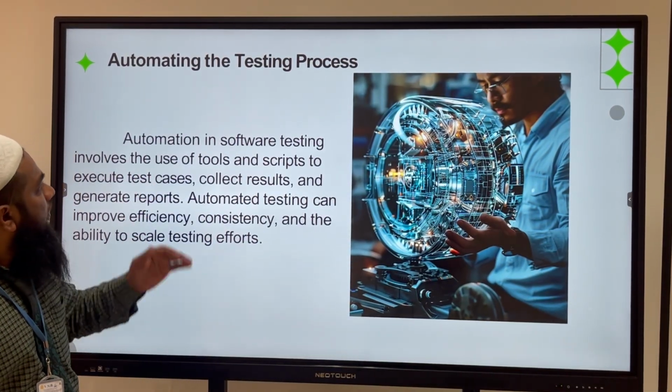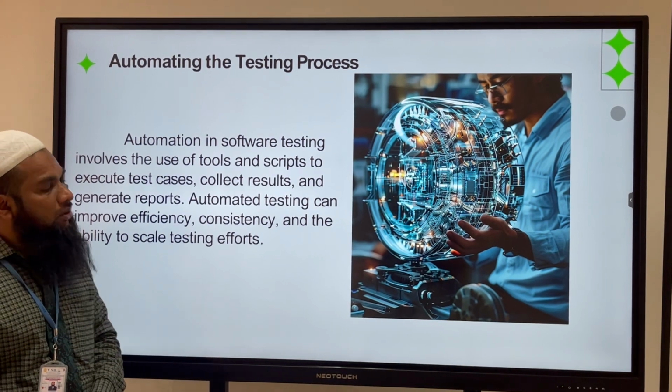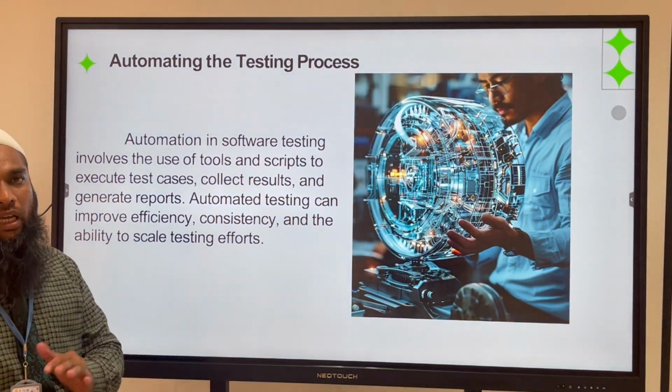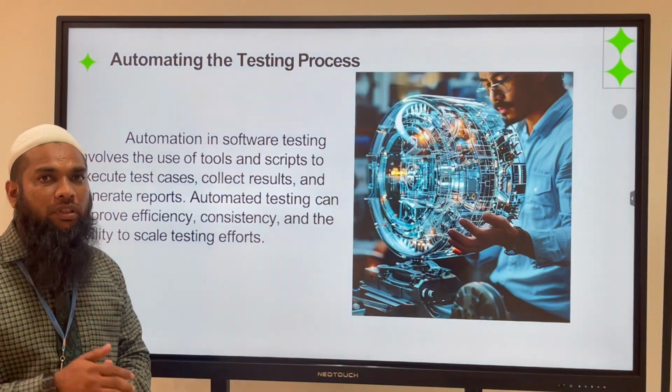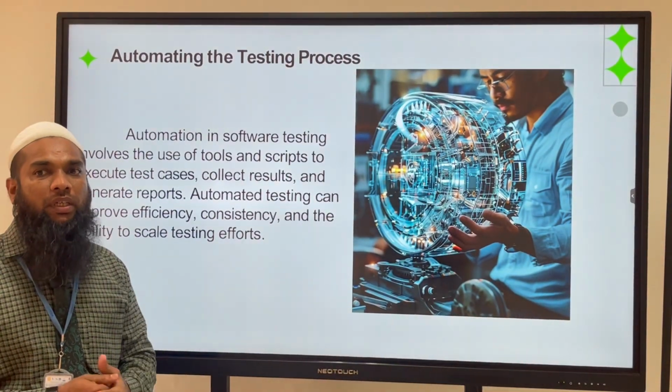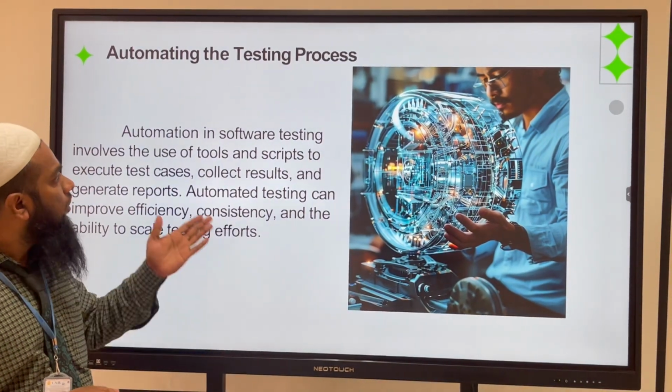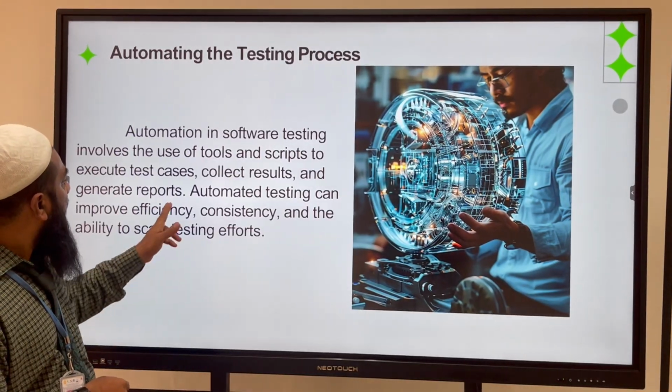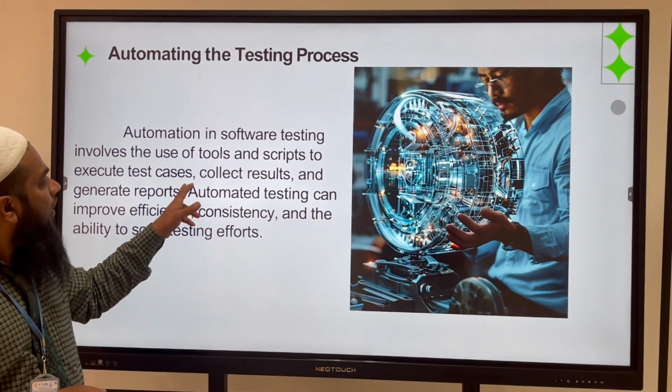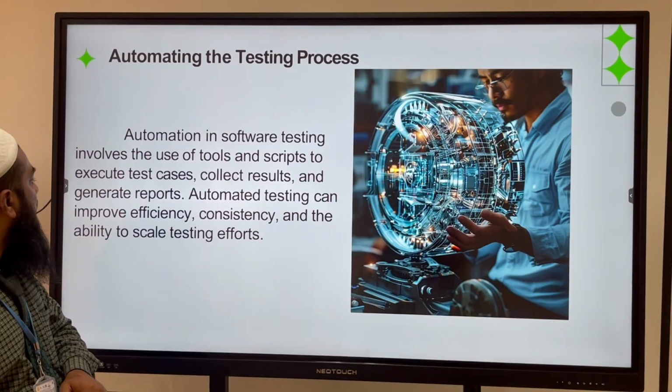Then automating the testing process. Automating the software testing, you know, means using a machine or an AI tool for the testing, or we can test manually for the particular software; that is called automation. We can create the test case, collect the result and generate the reports.